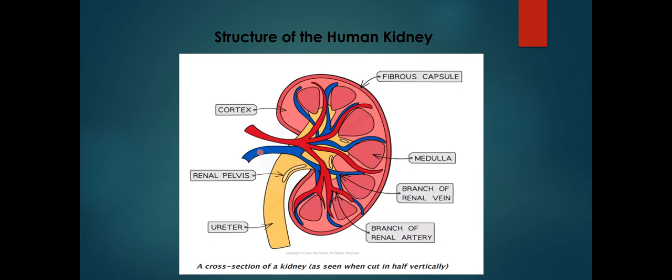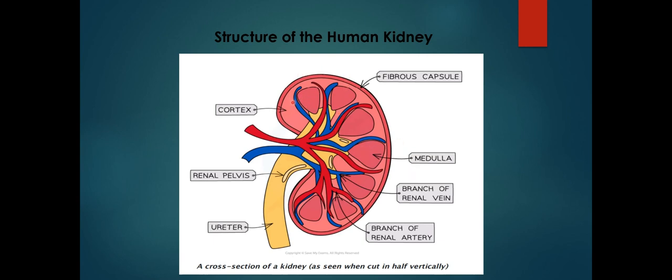The blue one is a vein, and this one is an artery. This is a renal artery, and this is a renal vein. Blue ones are always veins. Remember that they carry deoxygenated blood, and red ones carry oxygenated blood. So the cortex here is done, the medulla is done.